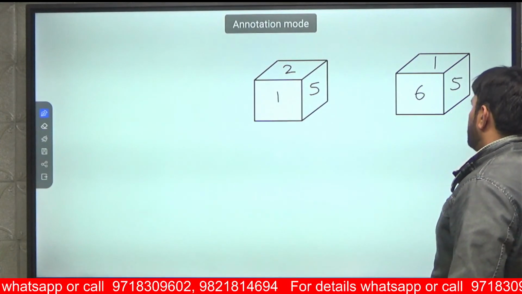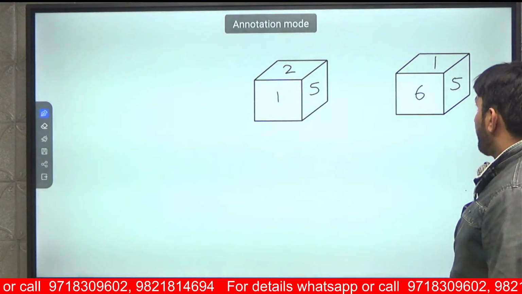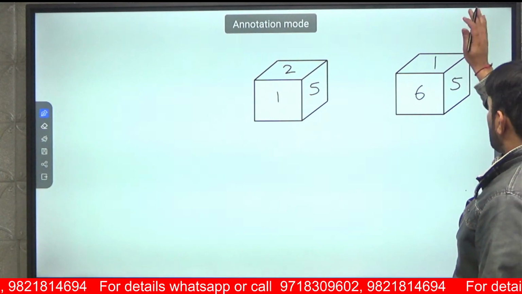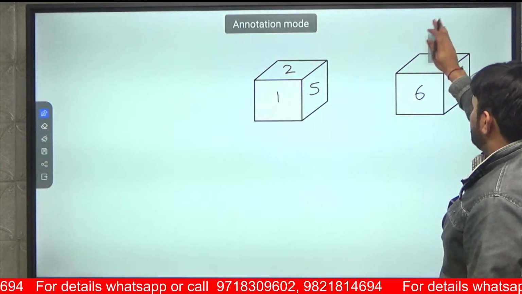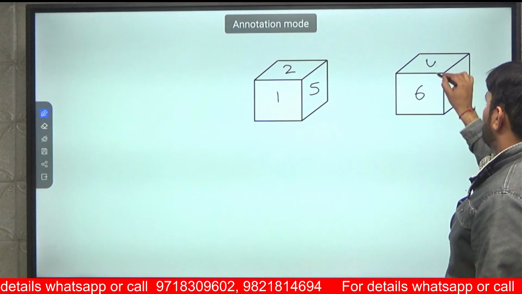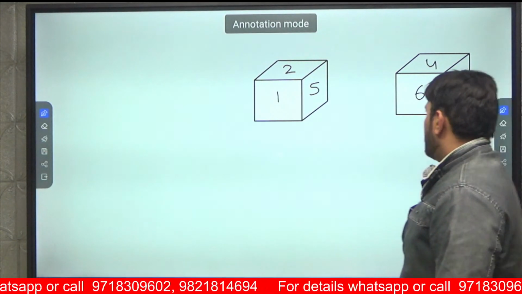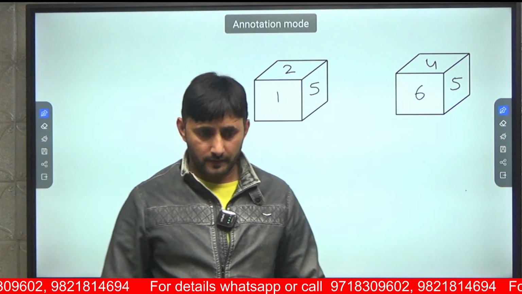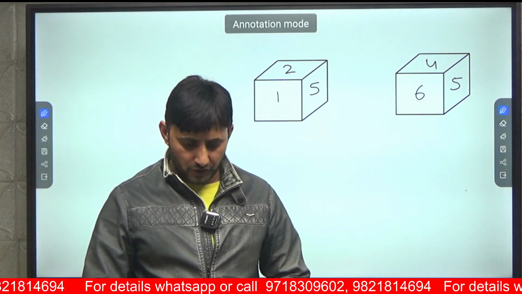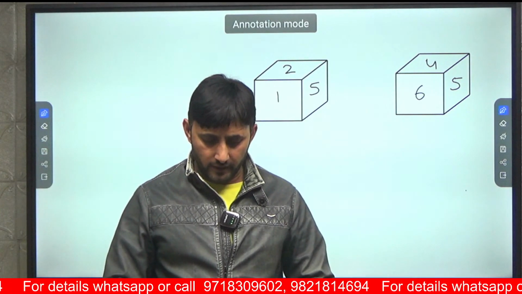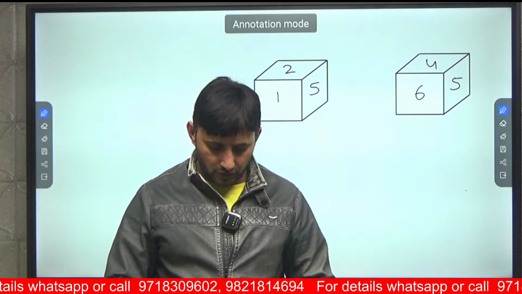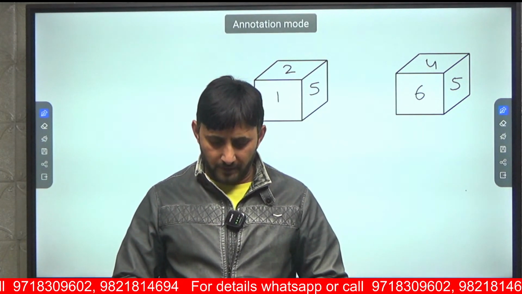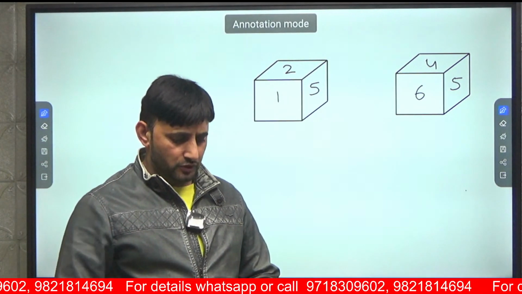Now you tell me, the other view shows 4, 6, 4 and 5. Which number will be opposite to 4? You have to find which number is opposite to 4. Quickly reply, which number is opposite to 4?